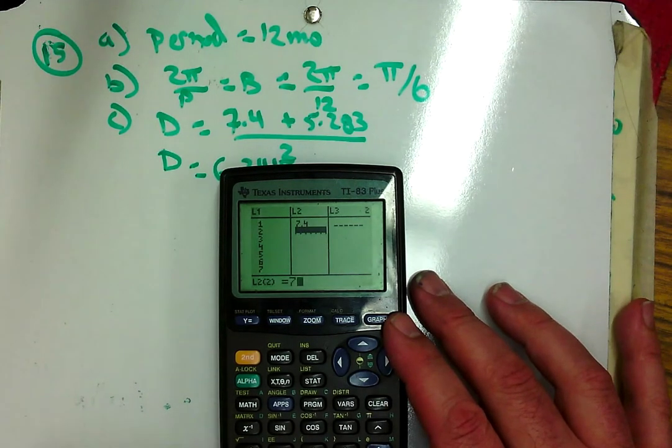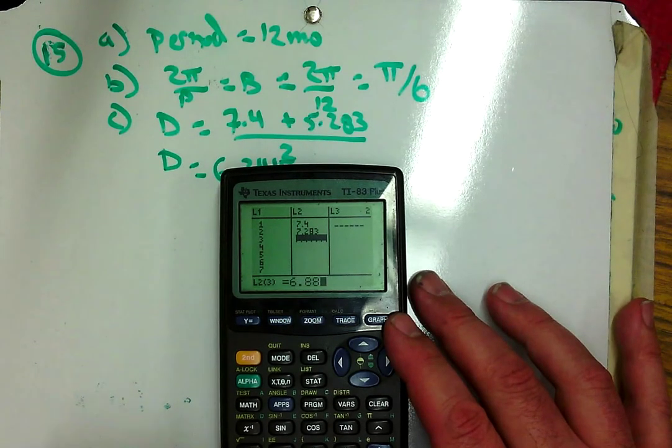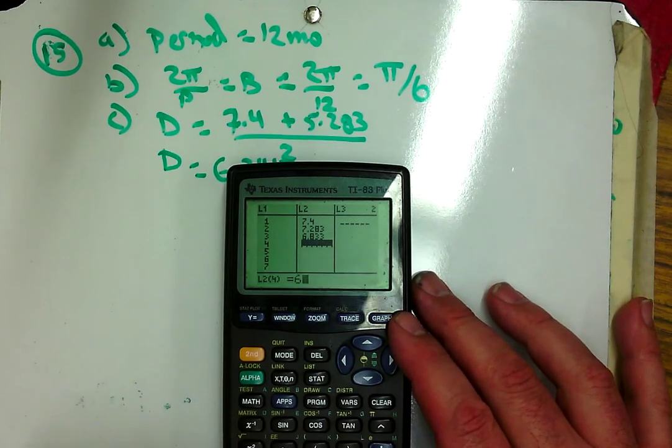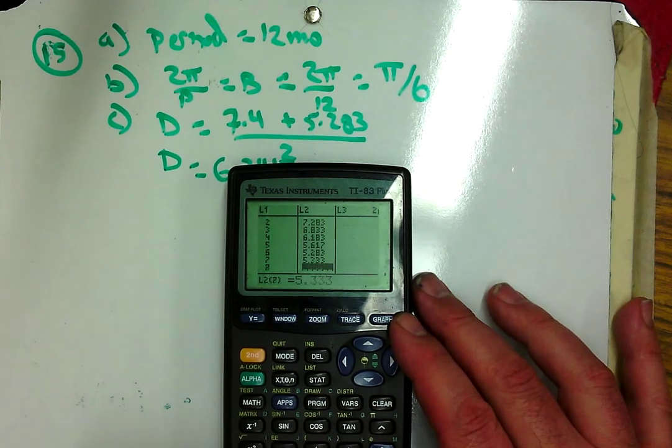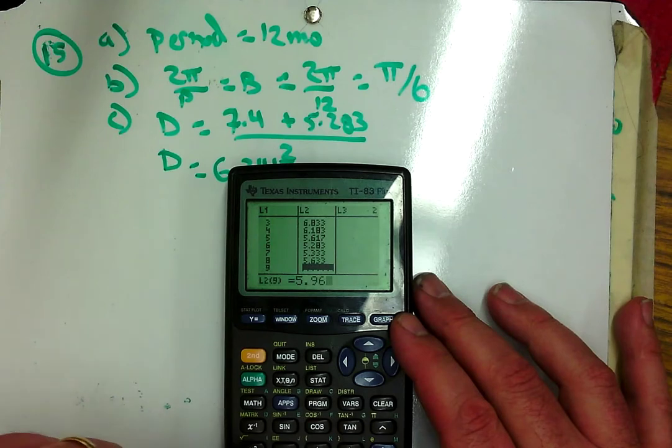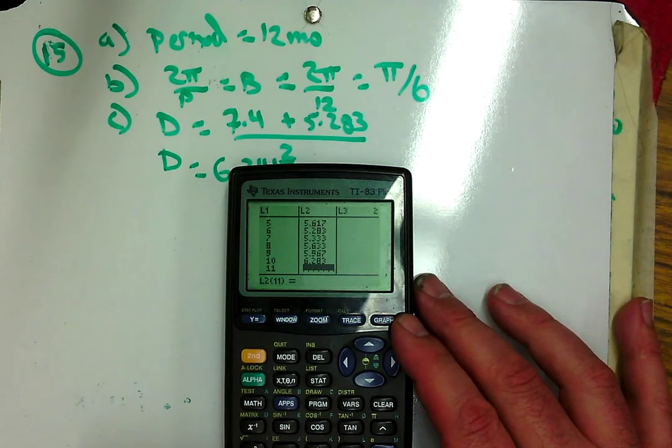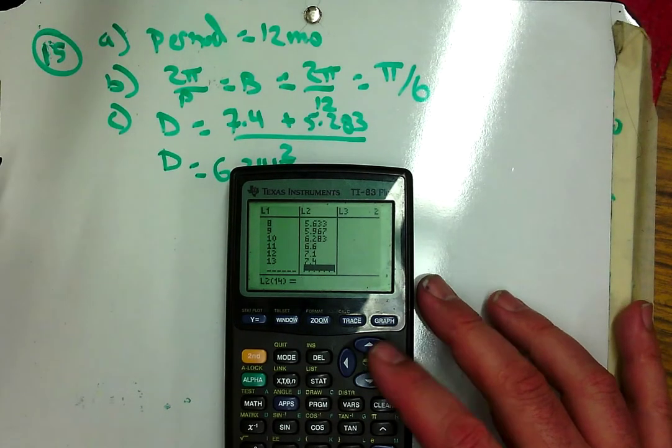7.4, 7.283, 6.833, 6.183, 5.617, 5.283, 5.333, 5.633, 5.967, 6.283, 6.6, 7.1, and finally 7.4. Okay, so we've got all our data in.